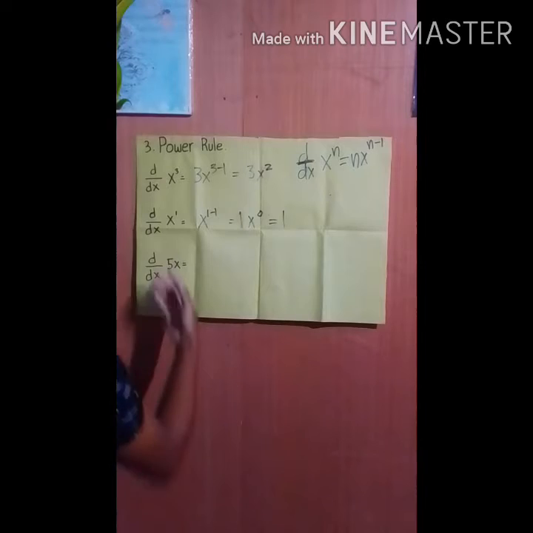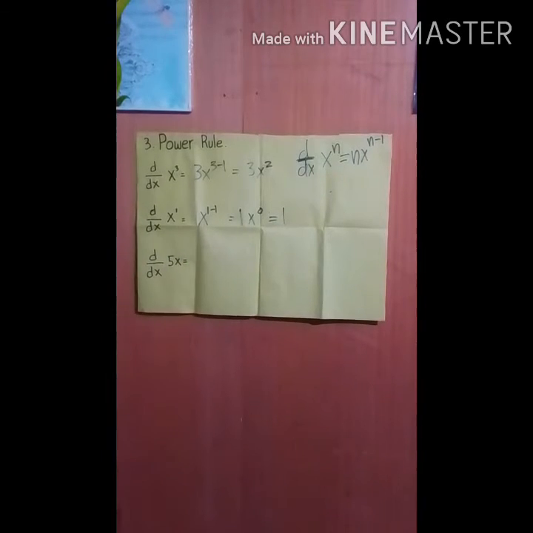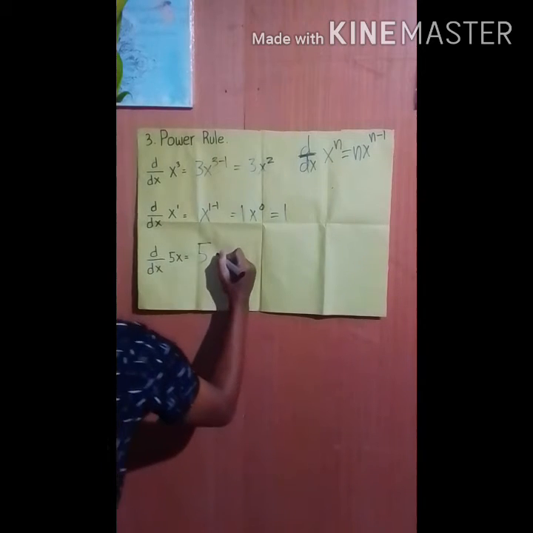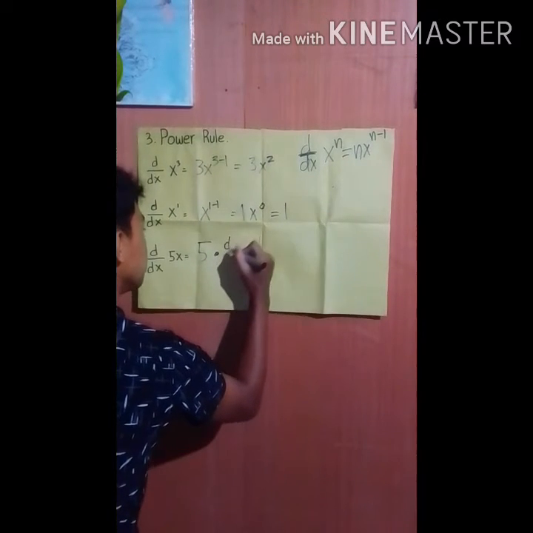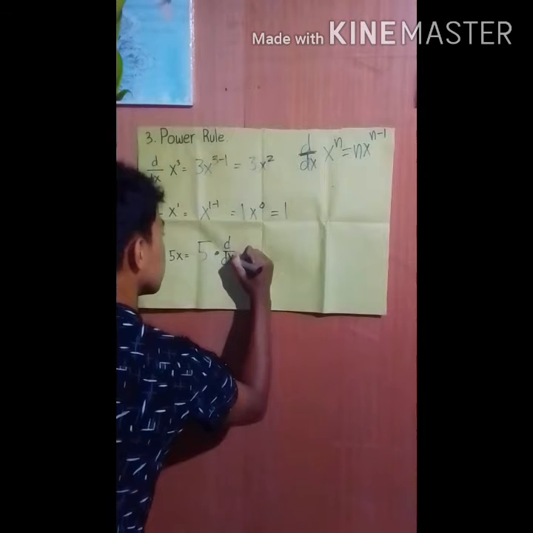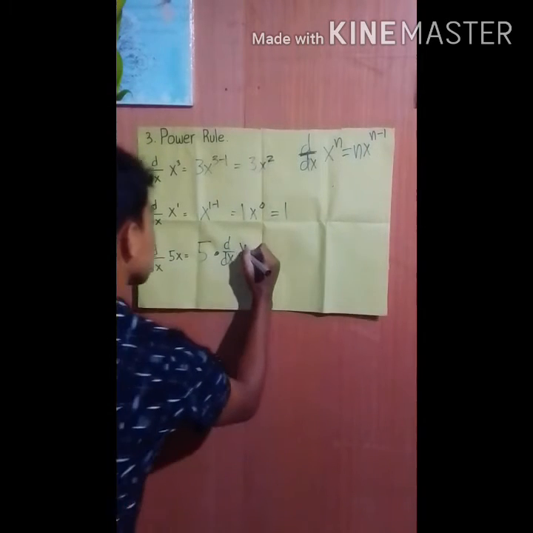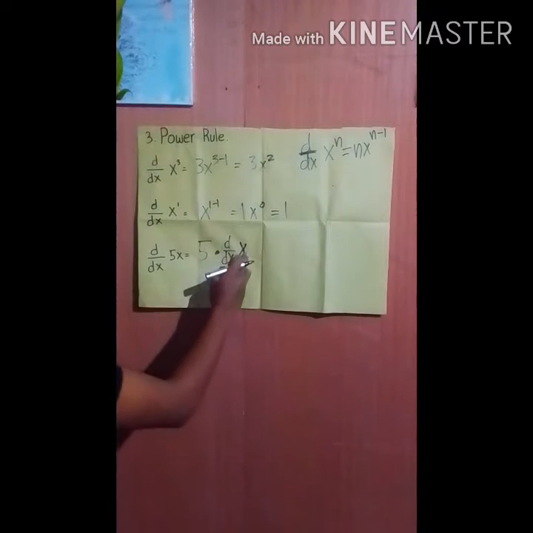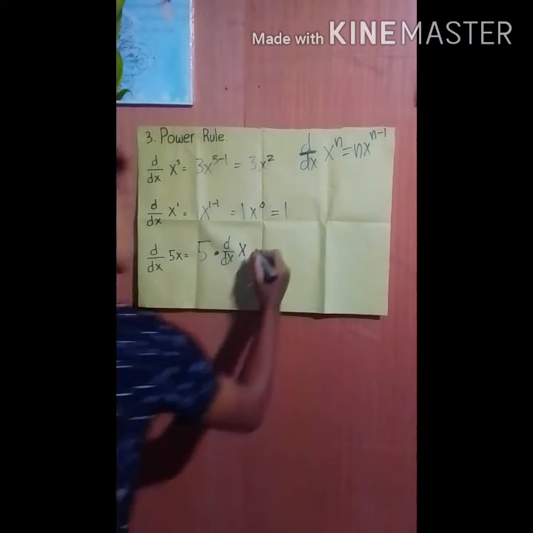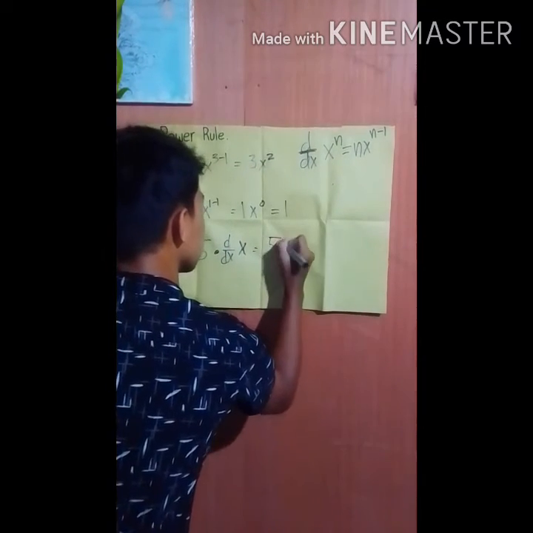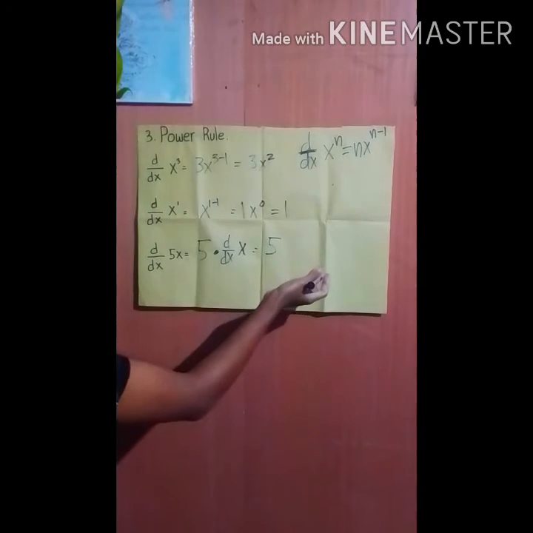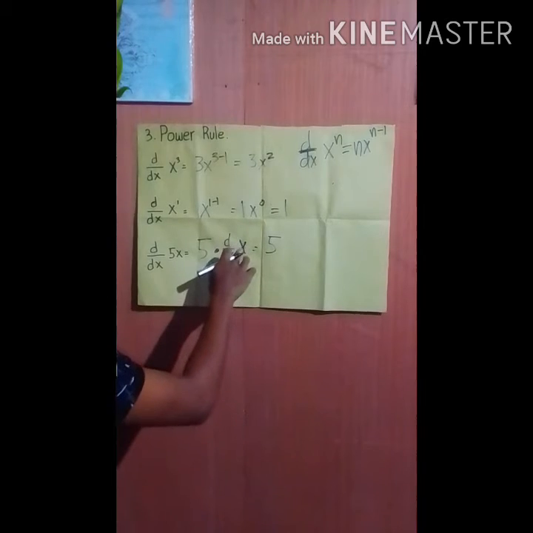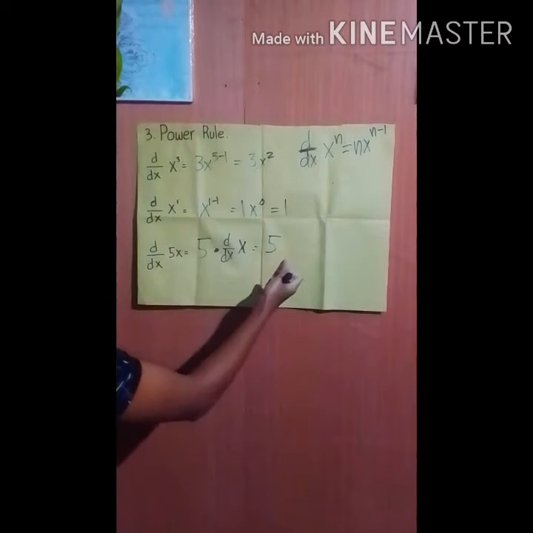Another one, the derivative of 5x. So 5 multiplied by the derivative of x. So 5 times 1 is equal to 5. So x is a variable, so that 5 times the derivative of x, which is 1, is equal to 5.